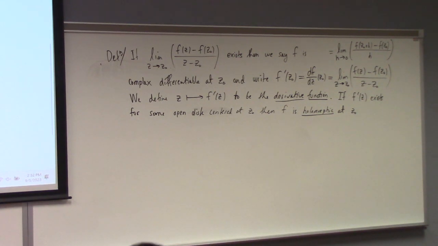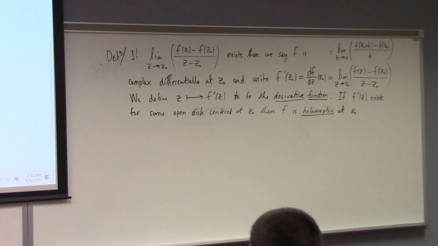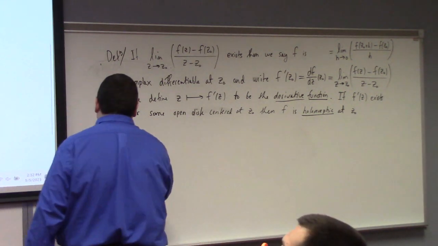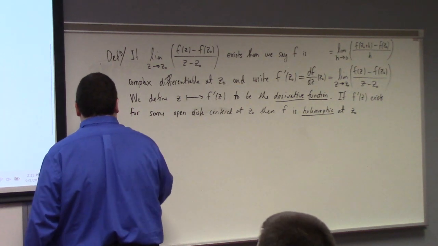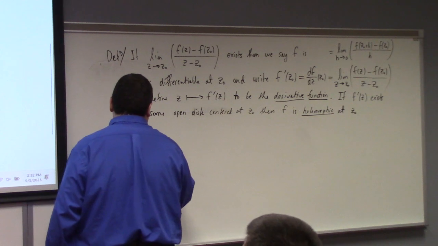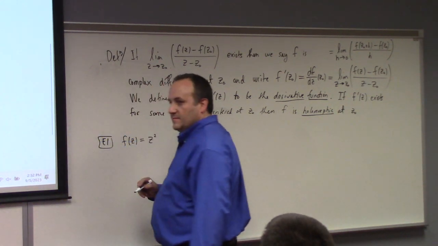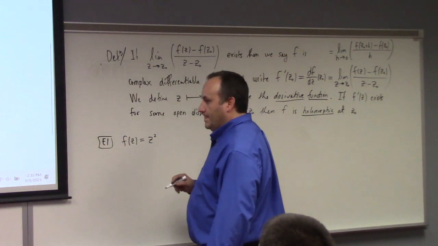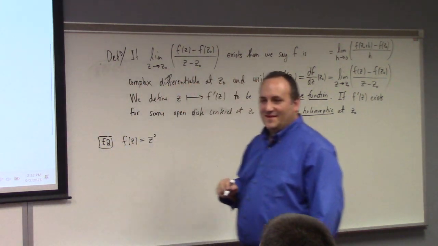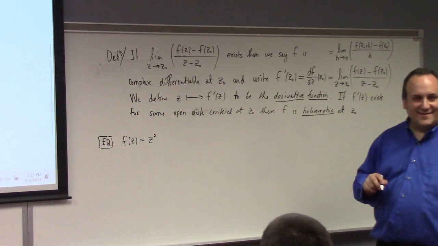All right, so what can we do? Example 1. How about f of z equals z squared, right? This is example 1, number 2. Example, fine, yeah, thank you. It was example 1 of chapter 5, but I get your meaning. Okay.